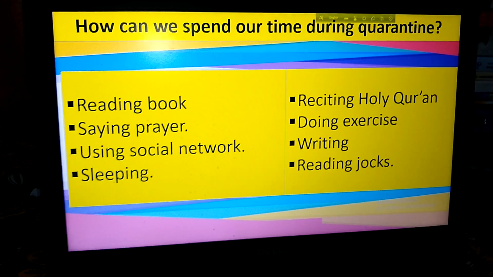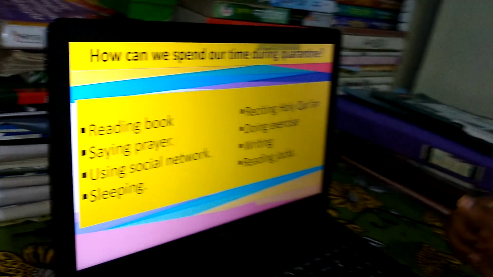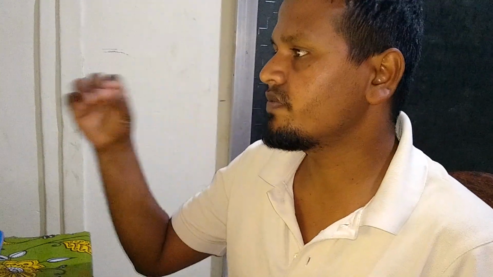So how can we spend our time during quarantine? If you feel that you need to go into quarantine, then how can you spend your time? It's a big question. If any person lives alone in a room, or keeps himself in a room, if he doesn't go outside, if he doesn't meet any family members, relatives and friends, then he may feel bad. So what can he do and how will he pass his time? That is a big question.